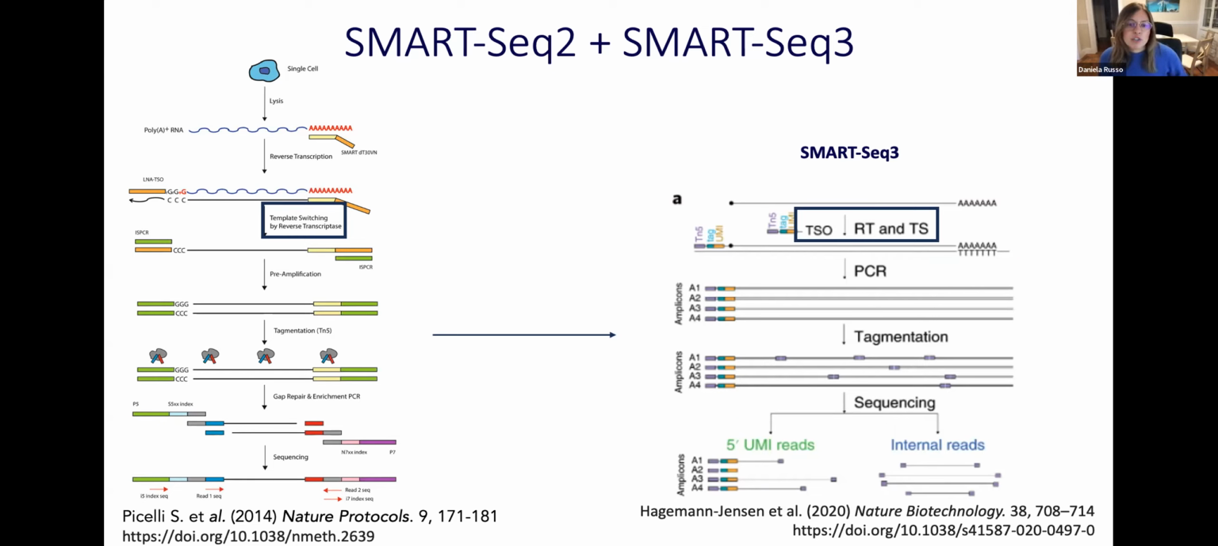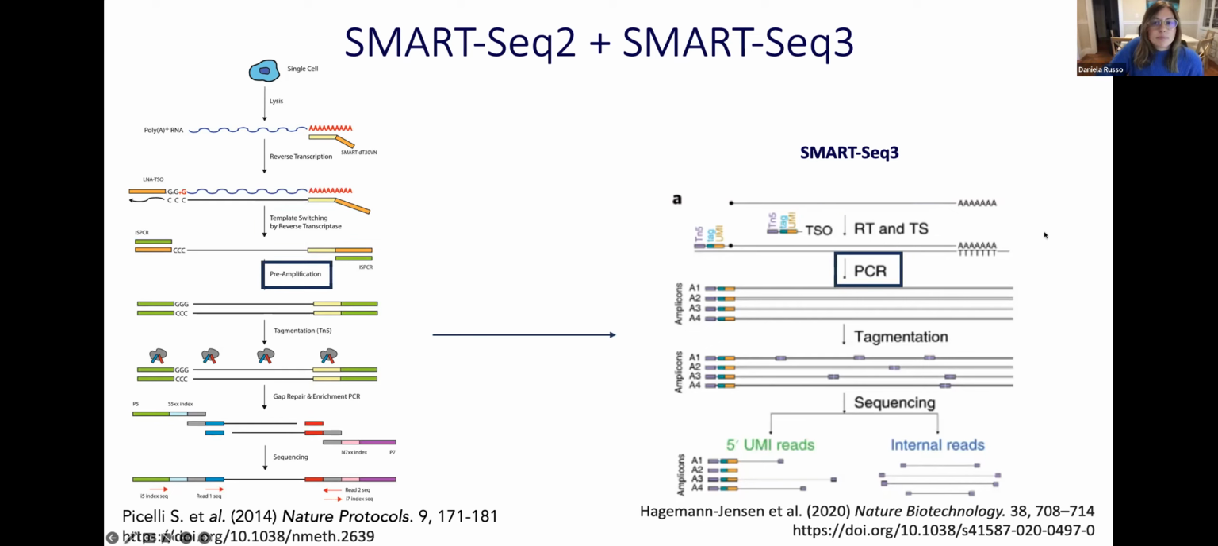The big difference between these two methods comes in this TSO, or template switching oligo, in that SmartSeq3 uses a template switching oligo that also has a Tn5 motif, an 11 base pair tag sequence, and then an 8 base pair unique molecular identifier sequence. We're going to talk a little bit more about these unique molecular identifiers later on. We then move to a full cDNA amplification using PCR, and this is consistent within both of these technologies.